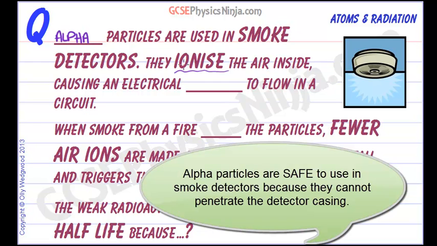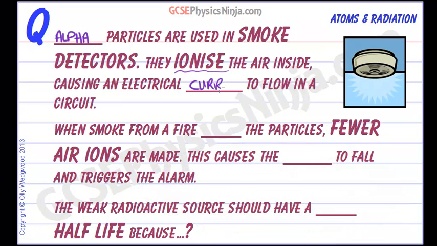So the alpha particles ionize the air inside, causing an electrical current to flow in a circuit. Now the current in that circuit is monitored by the electronics in the smoke detector. So when smoke from a fire comes into the detector, it blocks the alpha particles, and fewer air ions are made as a result. This causes the current to fall and triggers the alarm.